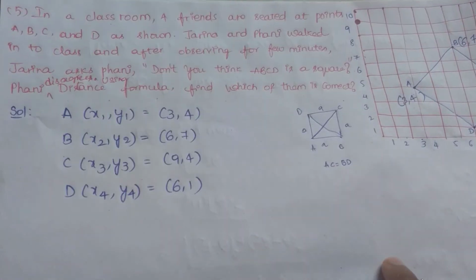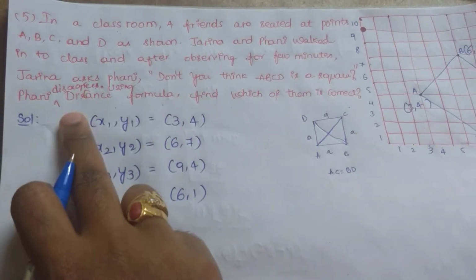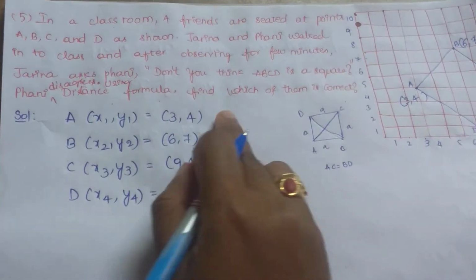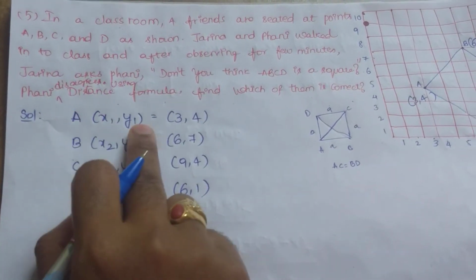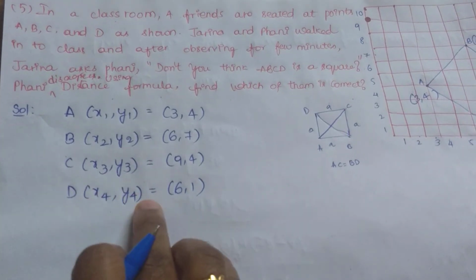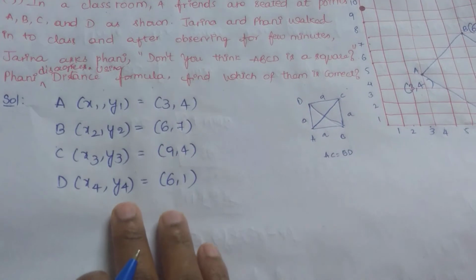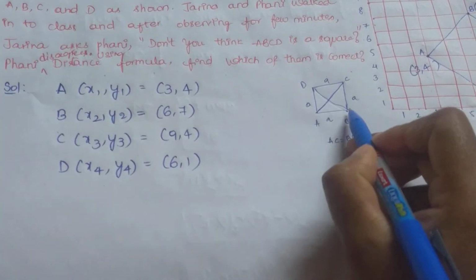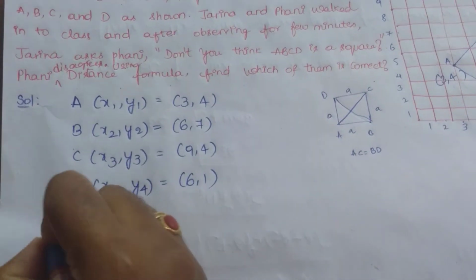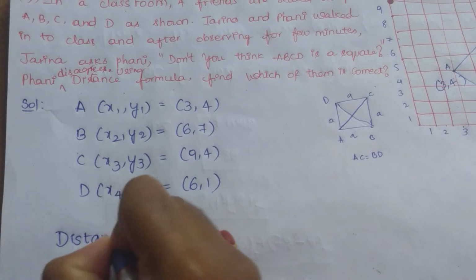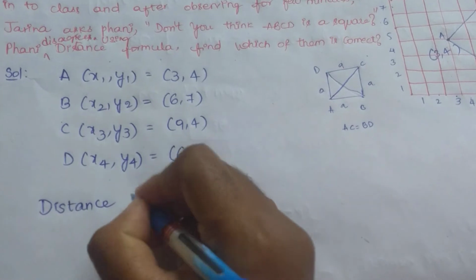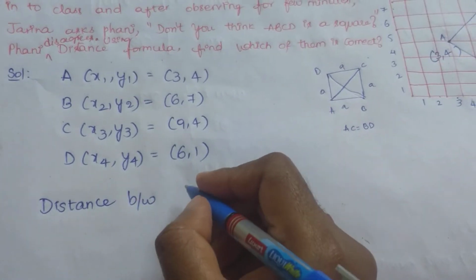Yes, we got the points here. A is 3, 4, B is 6, 7, C is 9, 4 and D is 6, 1. I have assumed the points as A (x1, y1), B (x2, y2), C (x3, y3) and D (x4, y4). To prove that all sides are equal, let us find the sides first. The 4 sides will be AB, BC, CD and DA or AD, it's up to you. Let's find the distance between two points using the distance formula, that is square root of (x2 minus x1) whole square plus (y2 minus y1) whole square.